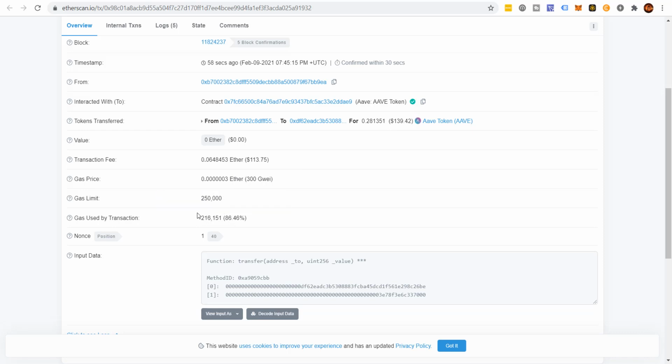It's the amount of gas used. Notice there's a lot more gas used because it's a more complex transaction with multiple computations, for lack of better words. Now, the actual Gwei price was 300. So 300 Gwei times this number gives you this number in Ethereum, which is $113.75.